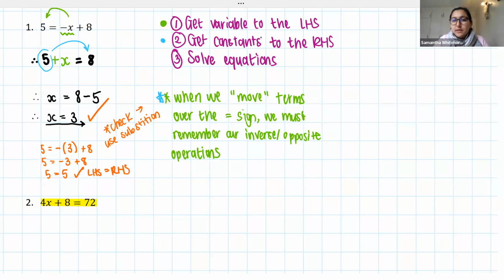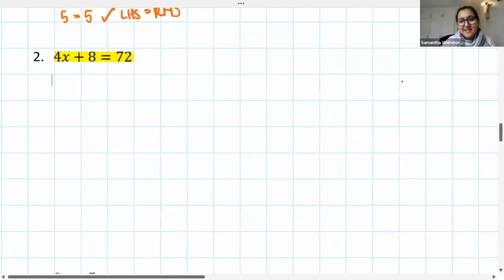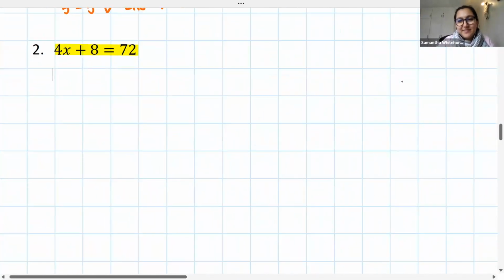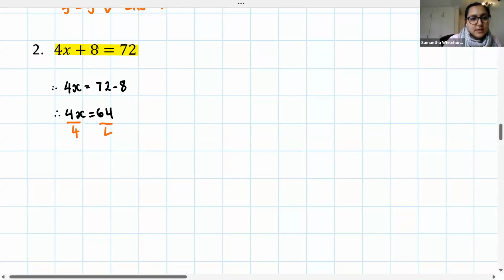Very nice, grade 8s. Would anyone like to raise their hand to explain how they solved this equation for me? Hey, Sinyane. Hello, ma'am. Hi. Okay, so first I said 72 minus 8 because of inverse operation, which is 64. Then I divided both 4x and 64 by 4. Good. And I got the answer 16.